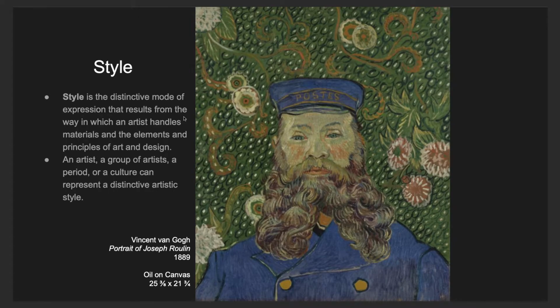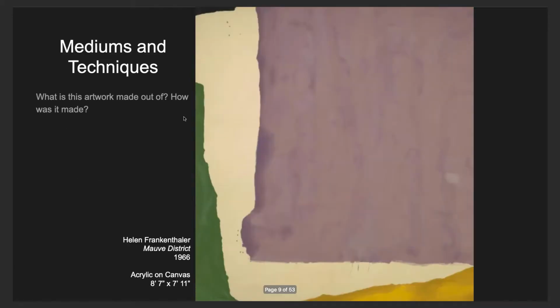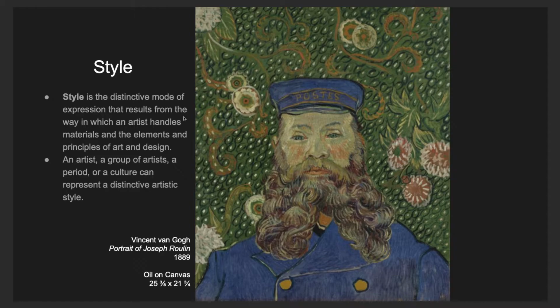Style is the distinctive mode of expression that results from the way in which an artist handles materials. So styles are specific to the artist, but they also come in time periods and popularity. So this is Impressionism. This is also Impressionism. But the style of Vincent van Gogh is thick paint, defined lines. The brush strokes are evident.